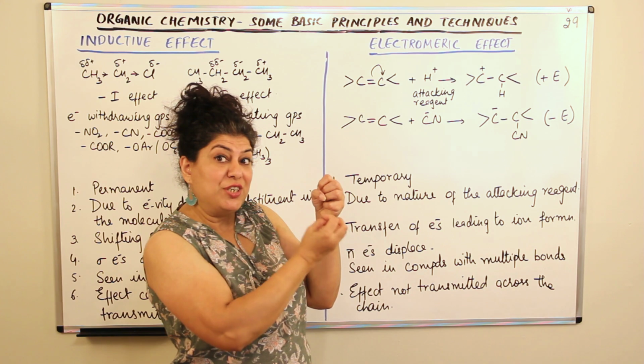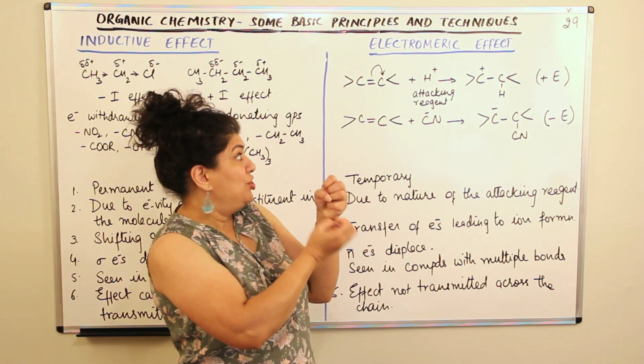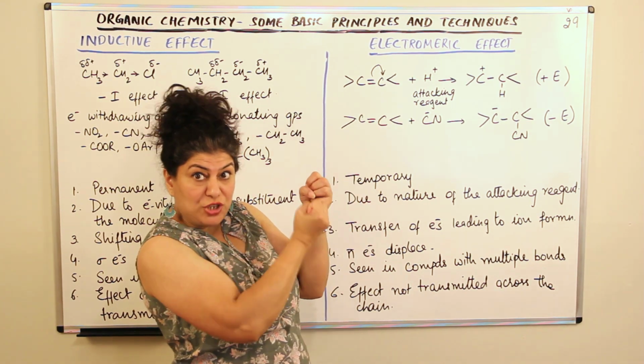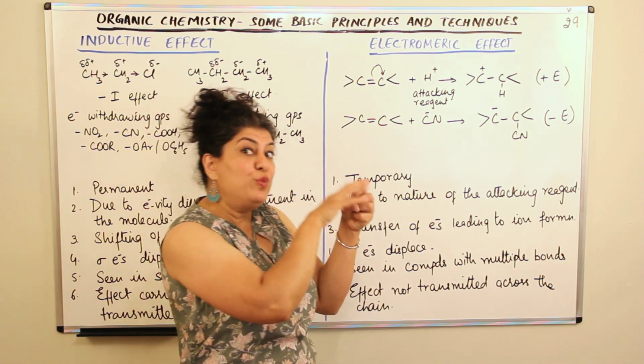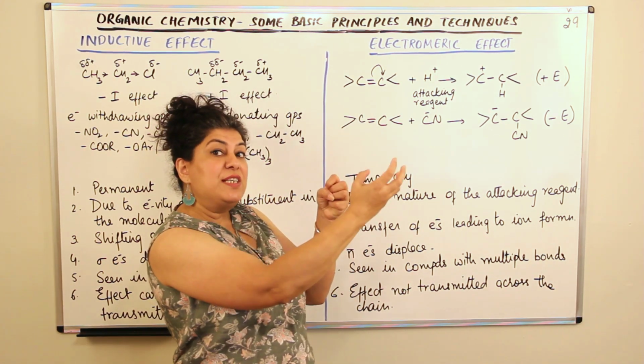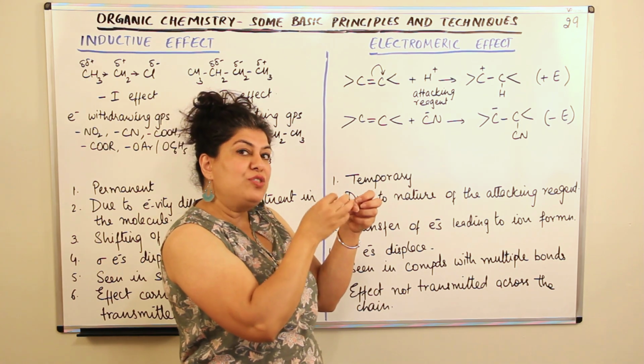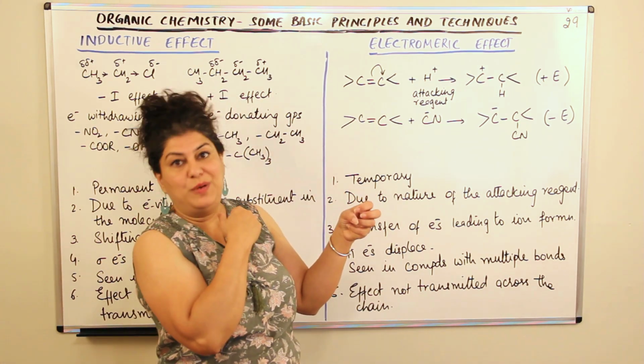Because the attacking reagent is positive in charge. If the attacking reagent is positive in charge, then the electrons will move towards it. But if the attacking reagent is negative in charge, the electrons will move away to the other carbon atom.